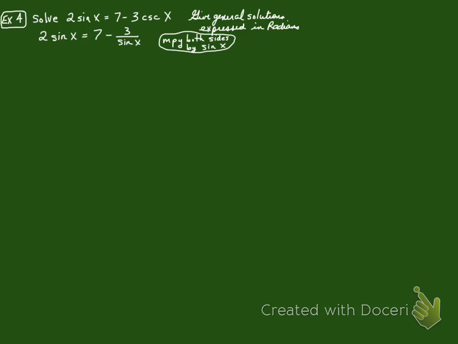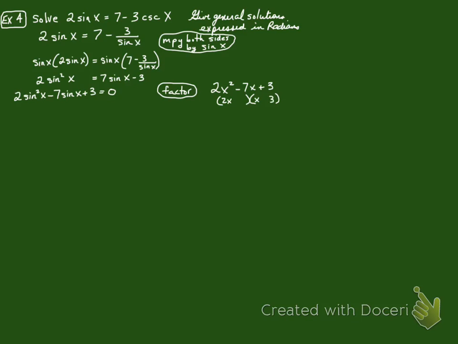Now we're going to multiply both sides by the sine of x to get rid of the fraction with sine of x on the bottom. And sine of x times 2 sine x equals sine of x times 7 minus 3 over the sine of x. And when we clean that up, you're going to get 2 sine squared of x equals 7 times the sine of x minus 3. If we bring everything over to one side, you've got 2 sine squared of x minus 7 sine of x plus 3.